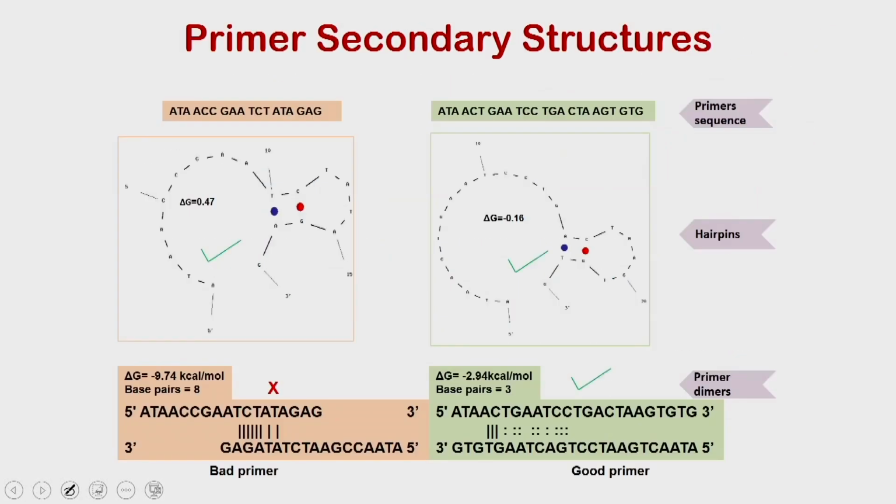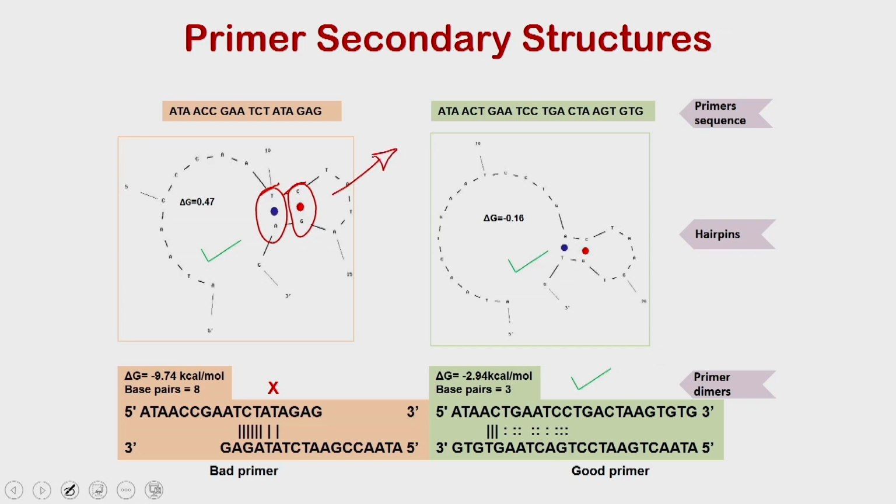So, these are the secondary structures. As you can see, we have designed two primers, one this primer and the other one this primer. This is what we are talking about with the hairpins. In that case, what you will see is that one particular primer sequence is getting looped, and the G and C or A and T are actually binding to each other, and that is how they are creating the hairpins.